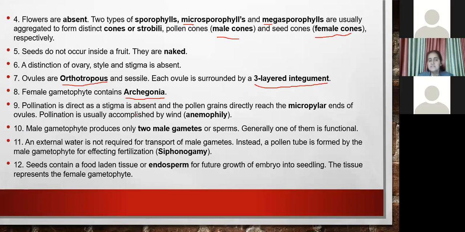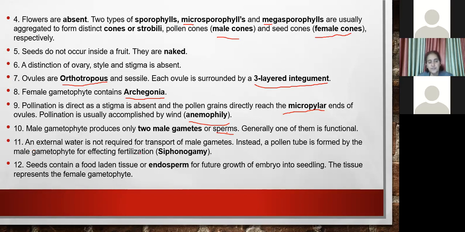Pollination is direct as the stigma is absent and the pollen grains directly reach the micropylar end. तो ovule के micropyle पे सीधे पहुंचते हैं. The pollination is usually anemophilous type, that is wind pollination. Male gametophyte produces only 2 male gametes or sperms. Generally one of them is functional, है ना. 2 बनते हैं, वैसे एक ही फंक्शनल रहता है, जबकि लोअर ग्रुप्स में जितने भी बनेंगे मेल gametophyte और मेल sperms, they all are male gametes, they all are functional.